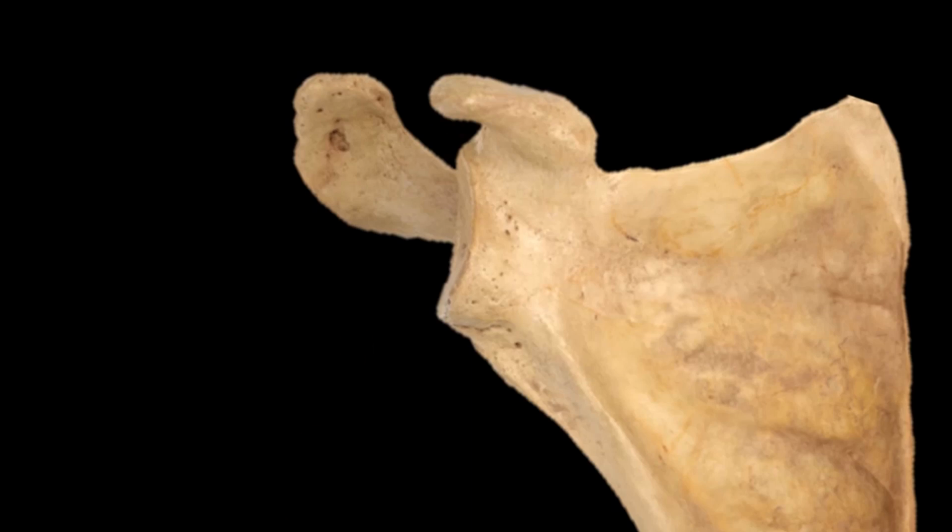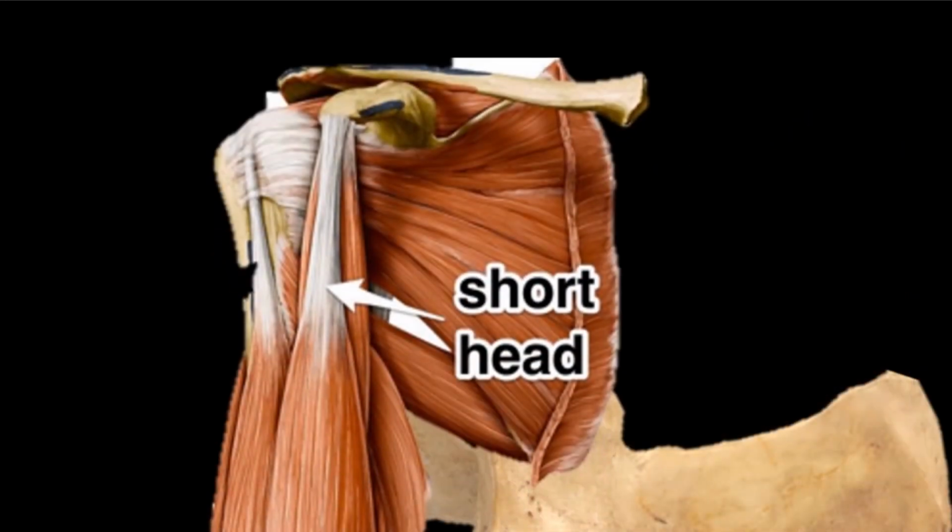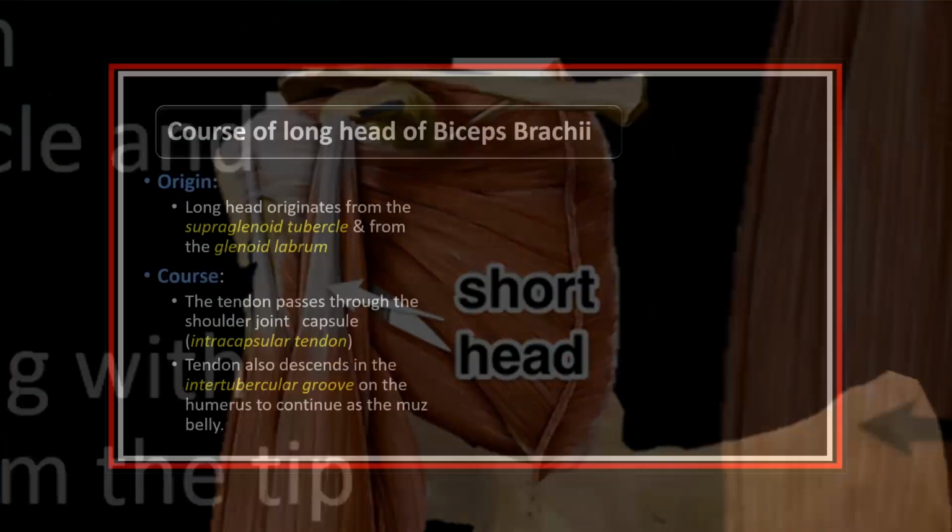Let's also look at this muscle again. So here is the short head that we said picks origin from the tip of the coracoid process, and that is the tip of the coracoid process. And here is the long head picking origin from the supraglenoid tubercle and additionally from the glenoid labrum. The glenoid labrum is actually the rim that we see lining the glenoid fossa.